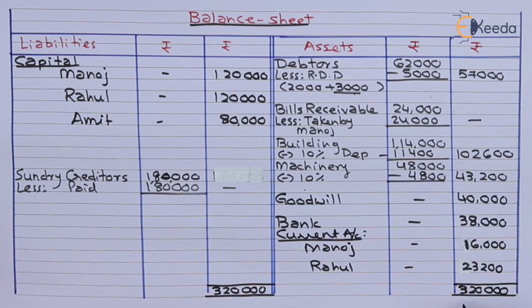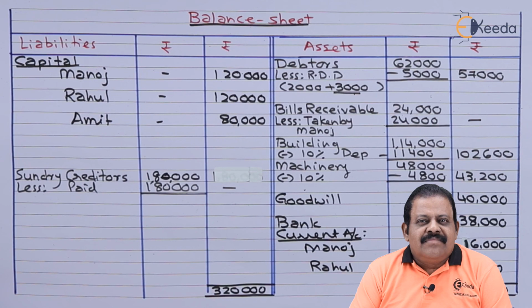Balance sheet asset side total is 3,20,000. Liability side total is also 3,20,000. That means the balance sheet tallies. In this question we learn how to adjust capitals of old partners in the new profit sharing ratio, taking the base of new partner's capital.